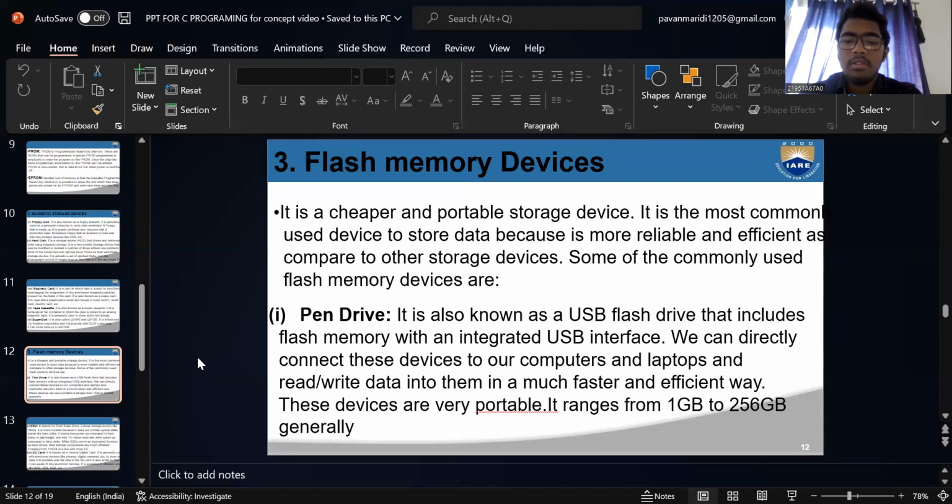These devices are very portable. It ranges from 1 GB to 256 GB generally.